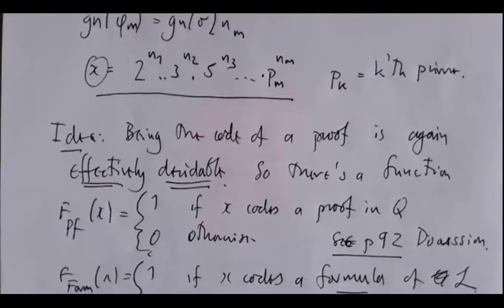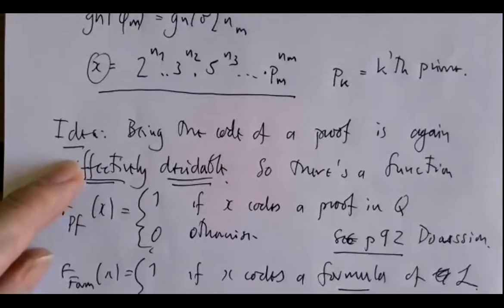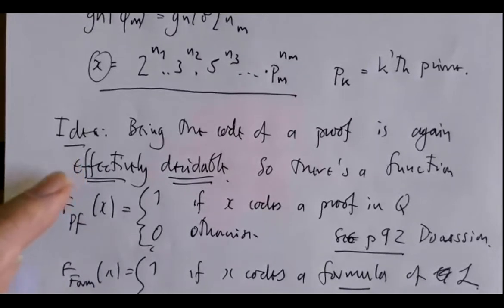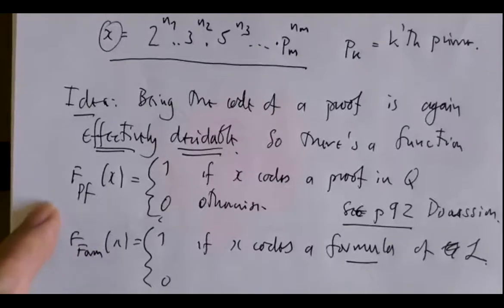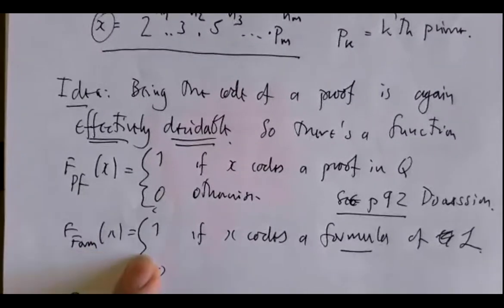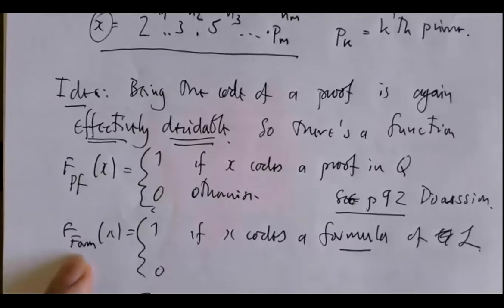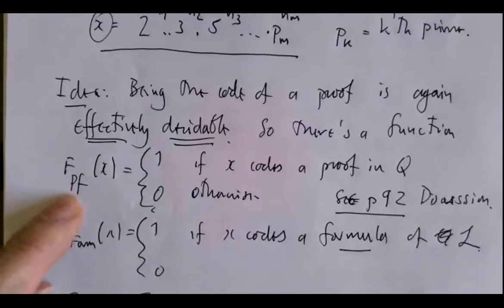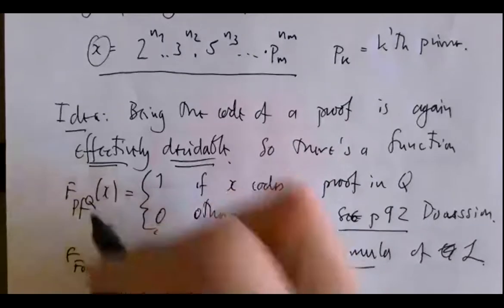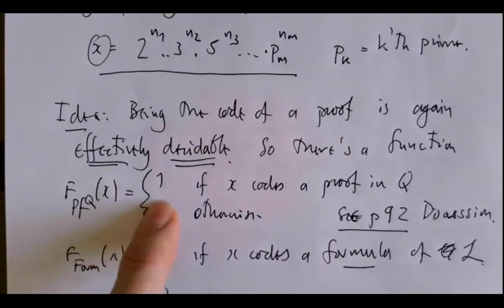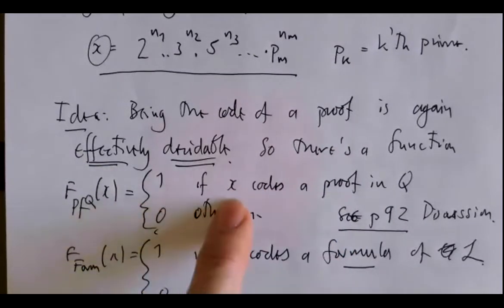Putting a more mathematical hat on it, we've got characteristic functions. This is f of form of x, which is a 1 or a 0 if x codes a formula. And this is f of proof, perhaps I should say proof in the system Q, if x is a code of a decent proof.